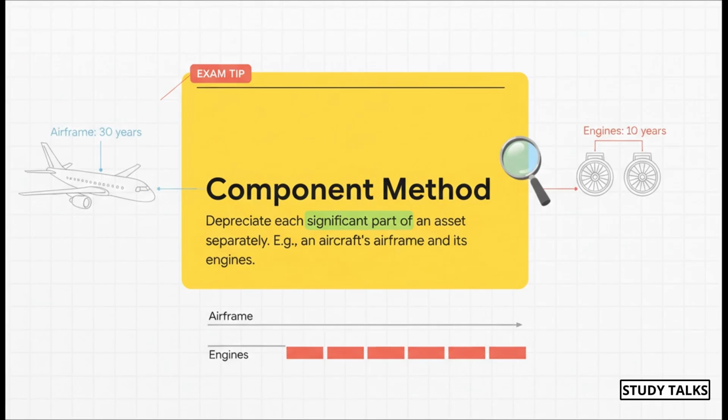The go-to example is always an aircraft. Think about it. The main body, the airframe, might last for, say, 20 years. But the engines, they have a much shorter life and need to be replaced more often. It would be totally wrong to depreciate the entire plane over 20 years. Instead, you treat the airframe and the engines as separate components and depreciate them over their own individual useful lives.